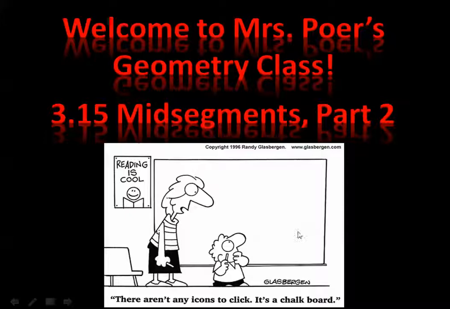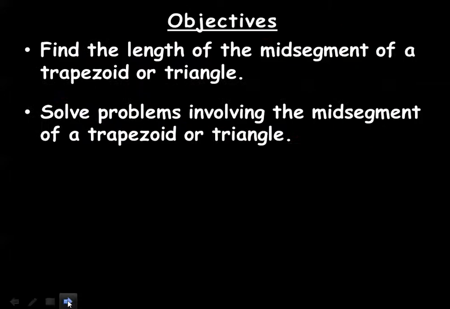Okay, lesson 315, Midsegments Part 2. The objectives of this lesson are to find the length of the midsegment of a trapezoid or a triangle. We're going to be focusing on the triangles. Solve problems involving the midsegment of a trapezoid or triangle. And like I said, we're going to be focusing on the triangle.